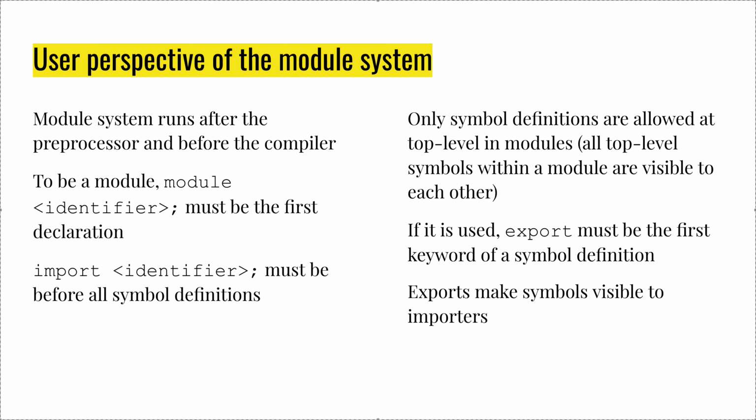A module file starts with a module identifier, and then you have a bunch of imports. It's very similar to how C++ 20 modules are set up, but with a caveat. Everything must be a symbol definition, so no forward declarations or function prototypes or a forward declaration of a struct. This is because all file scope symbols within a module are already visible to each other, so having those declarations only adds clutter. For clarity, if you want to export a symbol, export must be the first keyword.